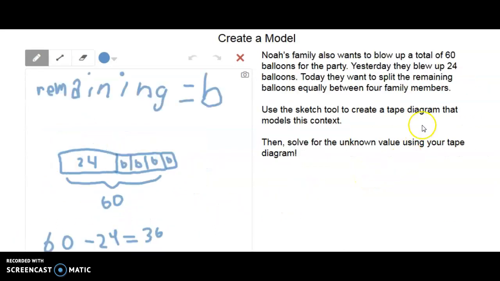You can see that this group read the problem, drew their bar model, and then they worked on solving the problem. A quick tip is, are they asking you for the total here, or are they asking you to determine what each of these little sections represents?